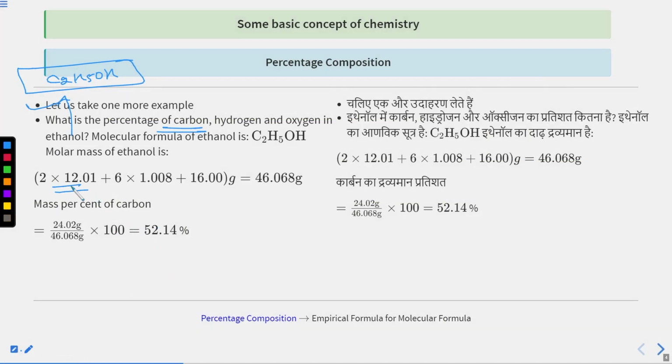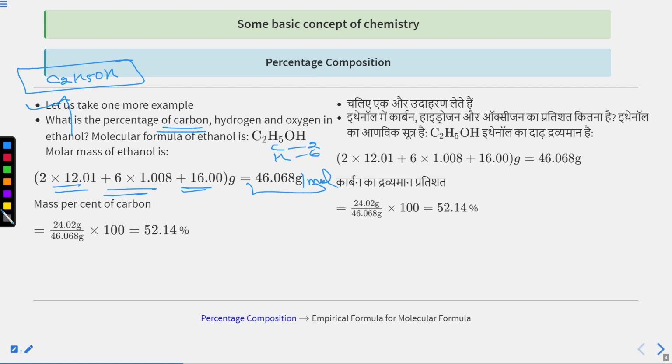2 into 12.01 exactly. In this slide you can see exact mass is actually 46.068 gram. So 12.01 into 2 plus 6 into 1.008 plus 16. If you are calculating the exact molar mass of ethanol, it will be 2 into 12.01 plus 6 hydrogens are there, so 6 into 1.008 plus 1 oxygen, so 16 into 1, 16. So it comes out to be 46.068 gram per mole, right?